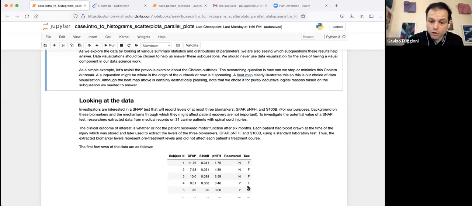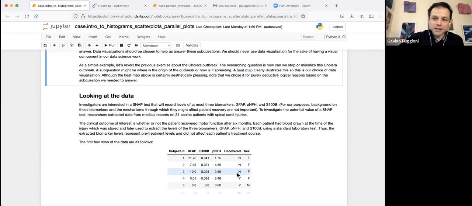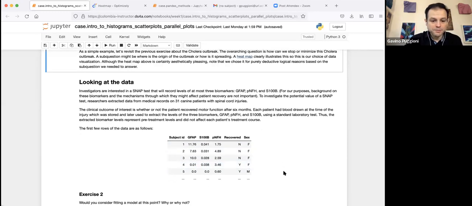So the first few rows of the data set are as following. Remember, last time we talked about how using the command head, we were able to see the first few rows of the data set. So we have subject ID, that's our index right here. And then we have the 3 biomarkers. And then we have recovered versus non-recovered. This is the outcome after 6 months. And then we have here the sex of the individual. So the first 4 are females and the 5th is a male, okay?